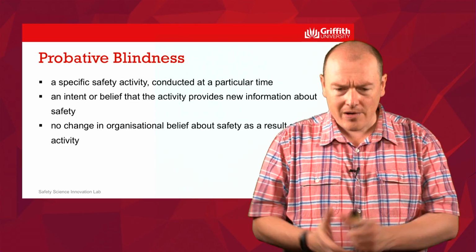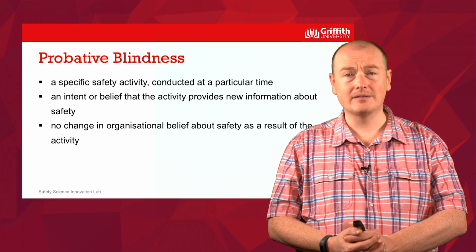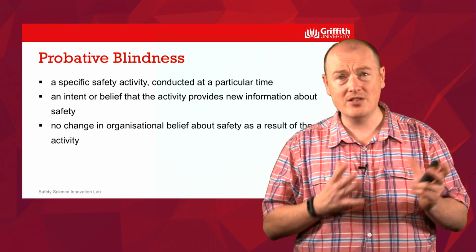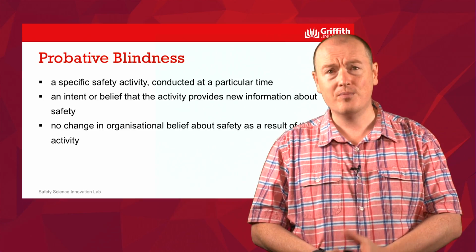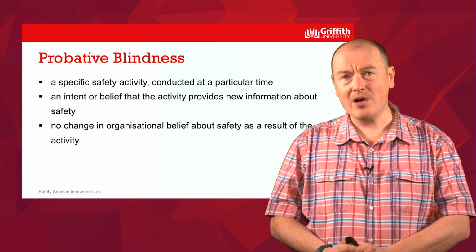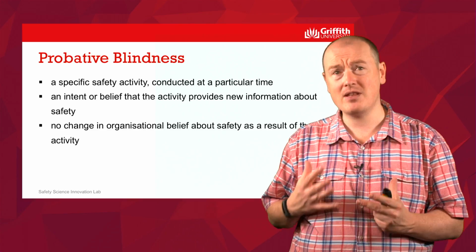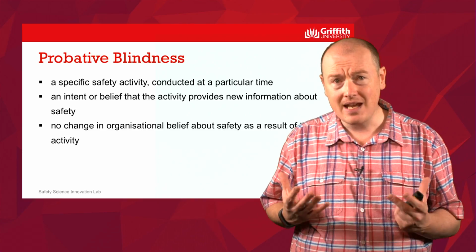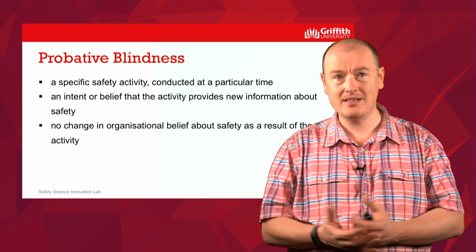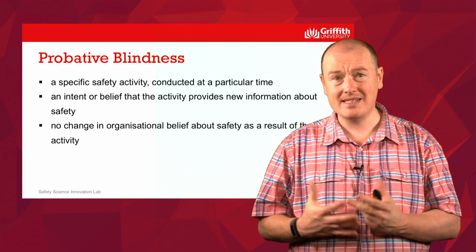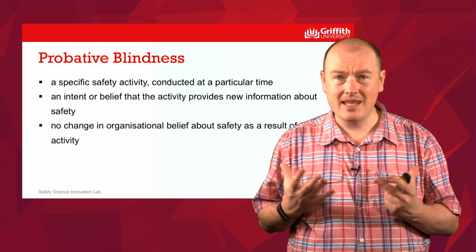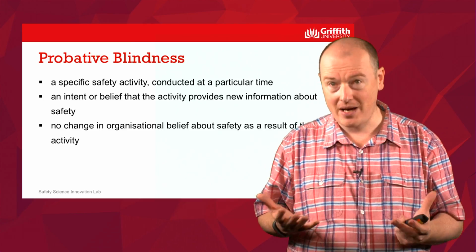So we're introducing here a concept. And full disclosure here, we're moving now from a general phenomena into talking about some of my own research, called probative blindness. Now, probative blindness is just a name to capture this fact that we have safety activities, typically risk assessments, and we believe, or at least our processes say, that these activities are designed to create information.